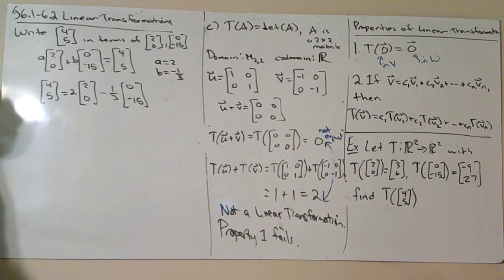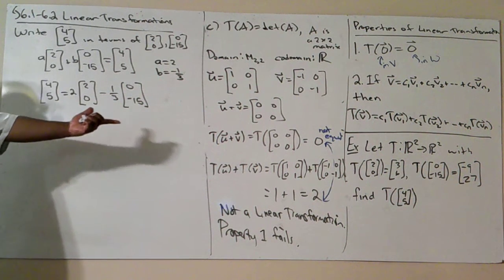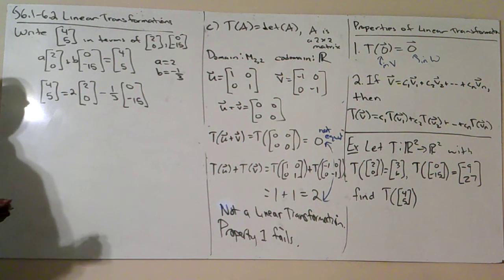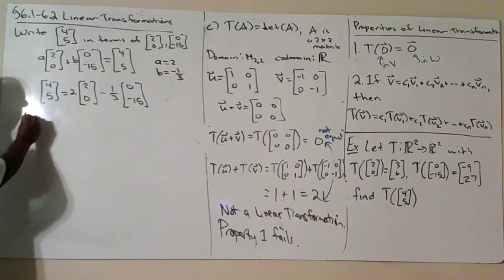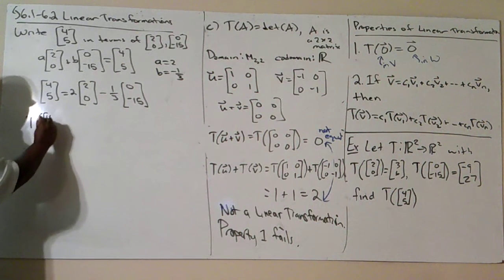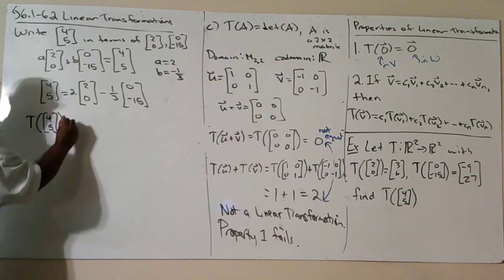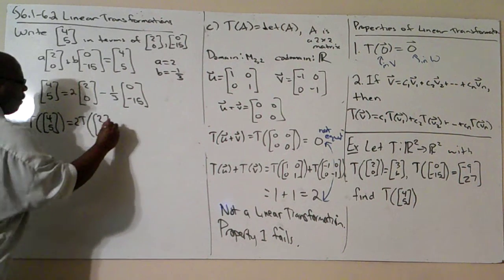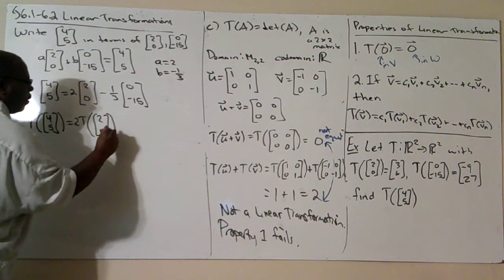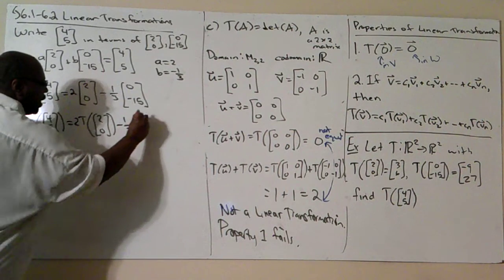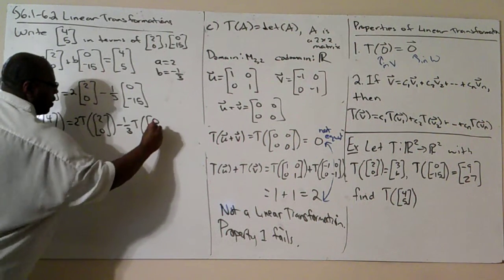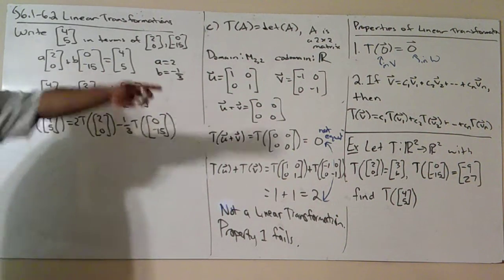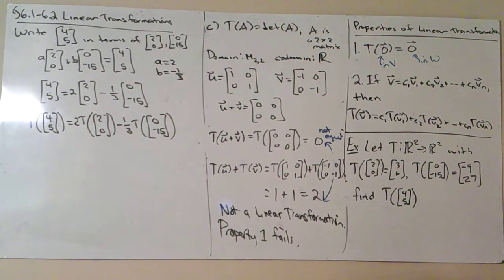And guess what? Now that I have it written like this, I'm going to just do a transformation on this. So T of (4, 5) has to be equal to 2 times T of (2, 0) minus 1/3 T of (0, -15). That's what property number 2 says right here.